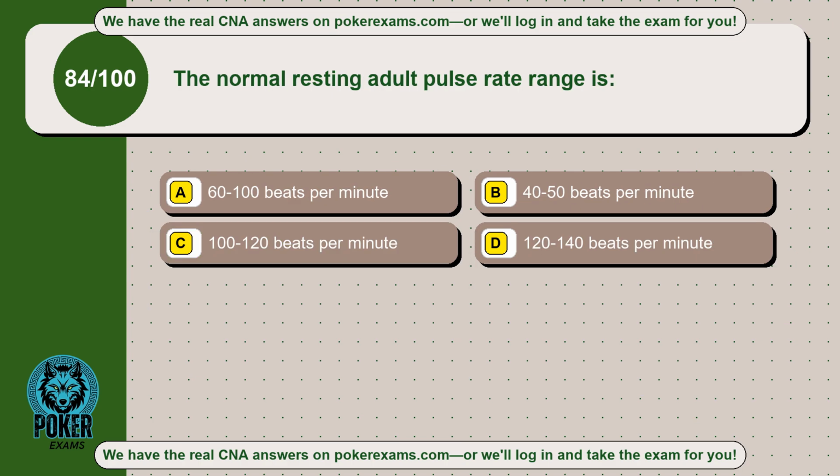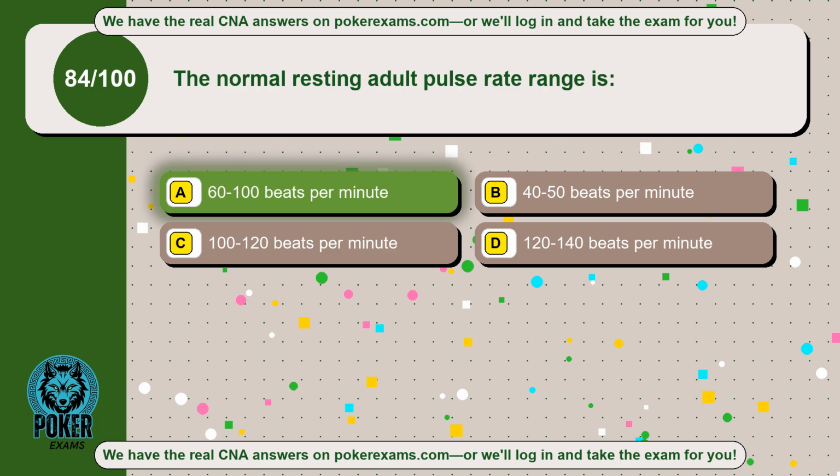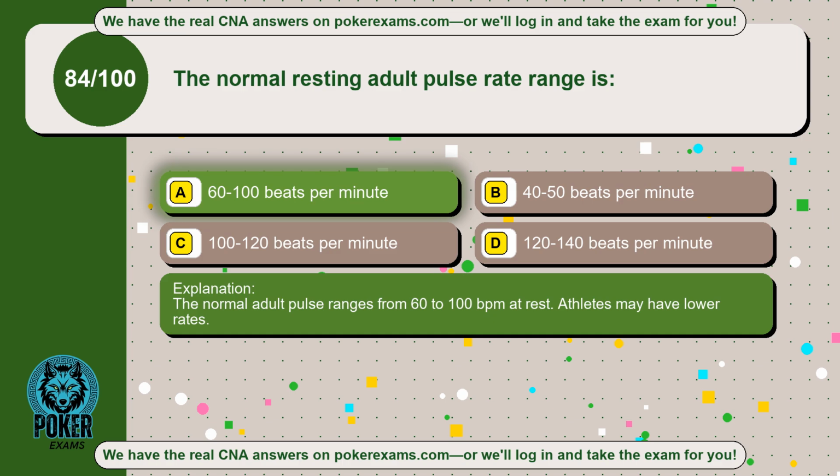Question 84. The normal resting adult pulse rate range is: Option A, 60 to 100 beats per minute. Option B, 40 to 50 beats per minute. Option C, 100 to 120 beats per minute. Option D, 120 to 140 beats per minute. The correct answer is option A. 60 to 100 beats per minute. The normal adult pulse ranges from 60 to 100 BPM at rest. Athletes may have lower rates.